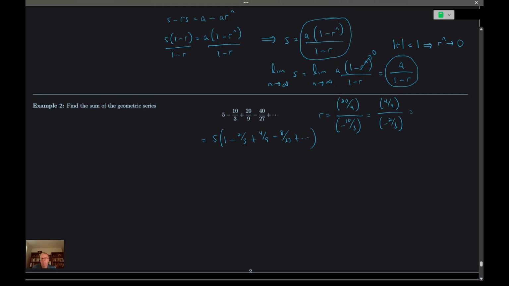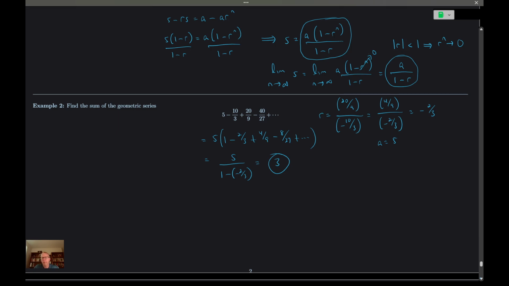So we want this first term to be a 1. And so that will give us negative 2/3. Yeah, negative 2/3. So R is negative 2/3. So A is 5. So we get 5 over 1 minus negative 2/3. And that will give us 3. That's all there is to it.